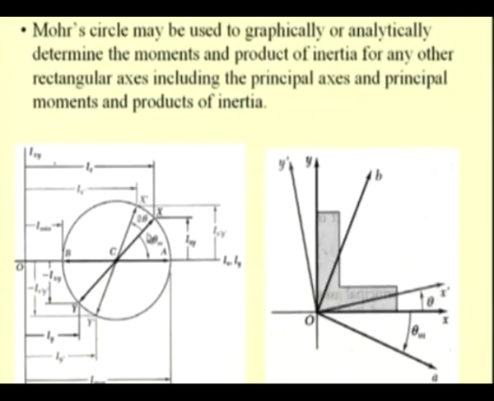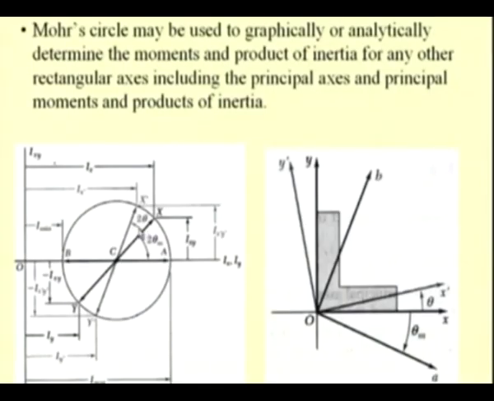So, for an axis x prime y prime which is rotated by theta in the counterclockwise direction, if we want to know the moments and product of inertia, we move on this graph by 2 theta, and we have these points X prime Y prime giving the values. From this diagram we determine that this diametrical line, that is YCX, has to be rotated by this angle to make it the principal axis.